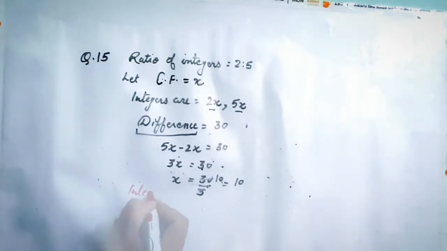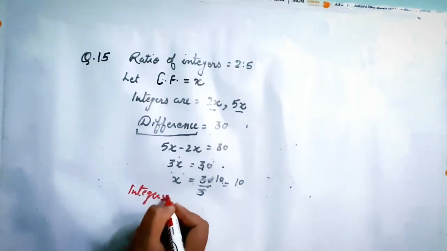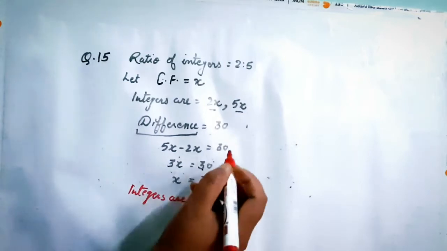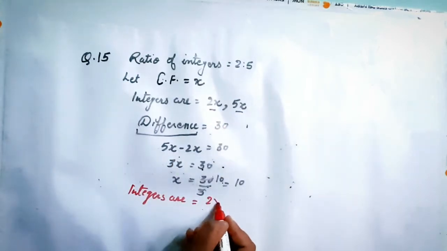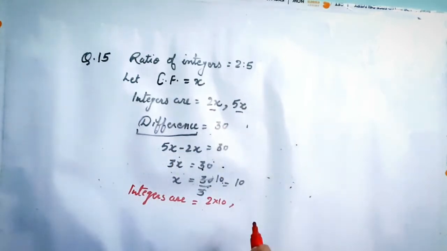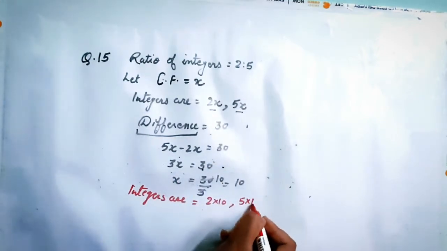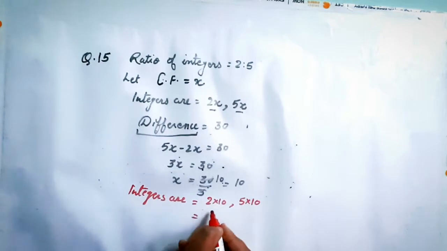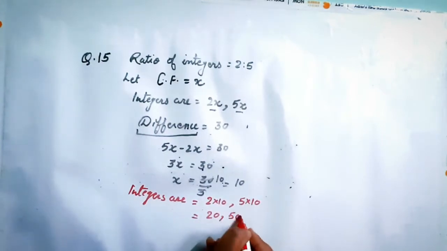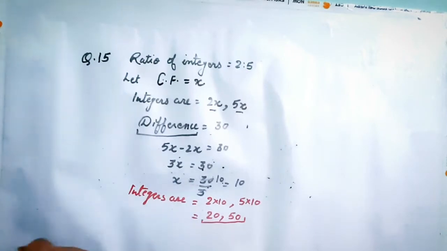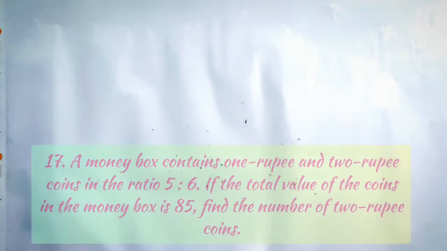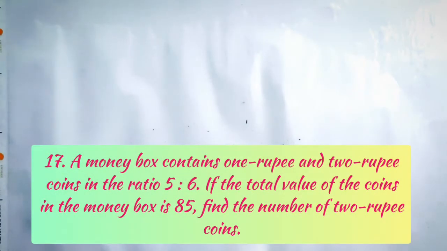Therefore the integers are: one is 2x, that will be 2 into 10, and the second one is 5x, that will be 5 into 10. So 2 tens are 20 and 5 tens are 50, which is your required answer. Let us see one more question, that is question number 17.